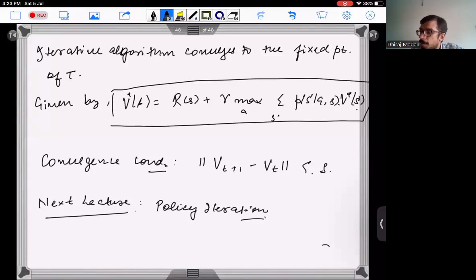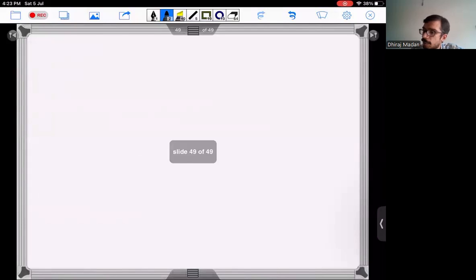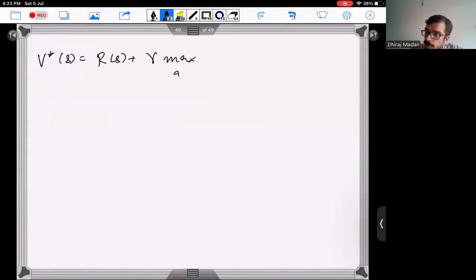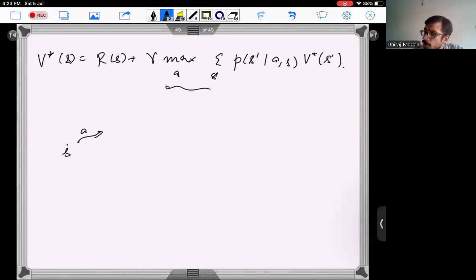Before that, I also wanted to discuss one thing. Once you get the optimal value function, V star of S, which is R of S plus gamma times max over A, sum over S prime, P of S prime given A and S, V star of S prime, how do you find the optimal policy? Because your goal is always to choose the best action. If you are in a given state S, what is the action you should pick? You should pick the action which maximizes the average value of the next state.